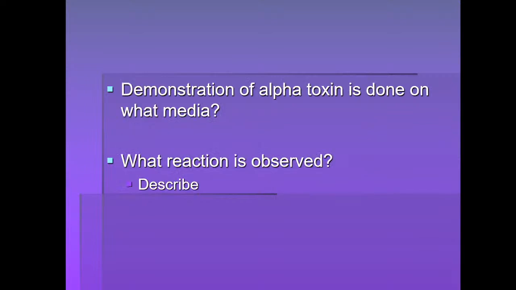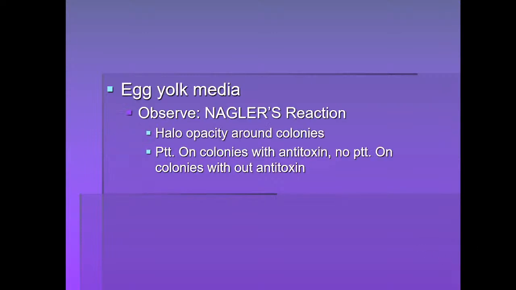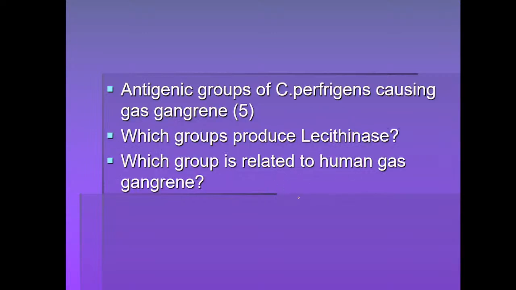The demonstration that the alpha toxin is on an egg yolk medium is known as Nagler's phenomenon or Nagler's reaction. This is basically a halo opacity around the colonies. Colonies with the antitoxin will produce no pitting, and colonies without the antitoxin will have pitting. All right.